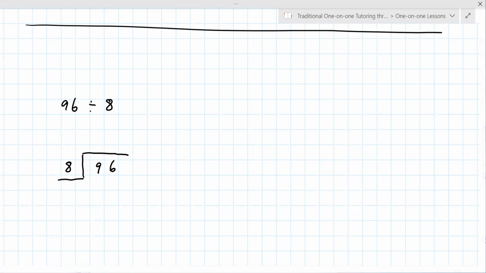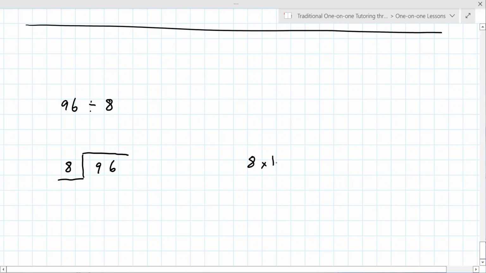Okay, now how many times does 8 go into 9? 2. 1. Yeah, 1 or 2, right? So you got to take 8 times 1 and 8 times 2, and you want to get that 9 right in between those two numbers. See how 9 is between 8 and 16? Yeah. So it goes in 1 time.